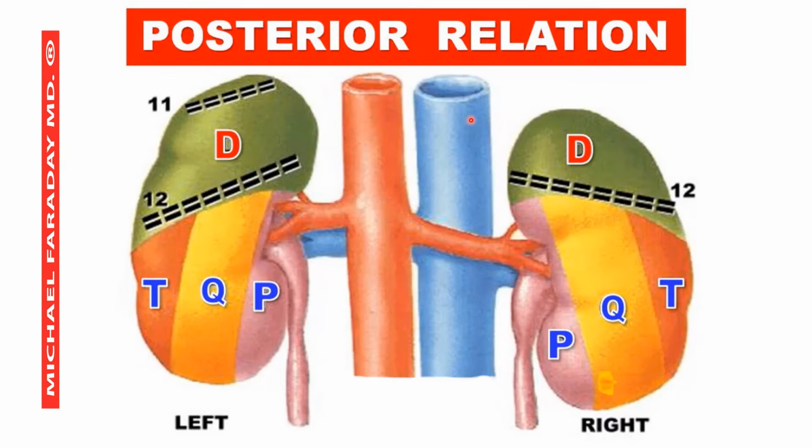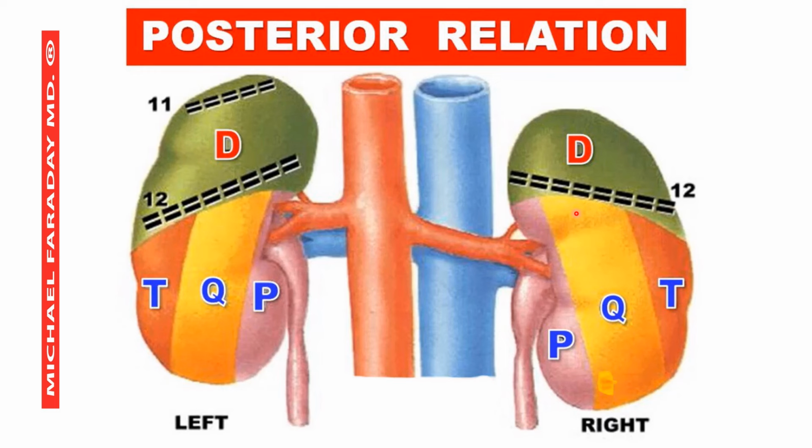We will look at the posterior relations of the kidney. We've already looked at the anterior relations of the kidney, for both the left kidney and the right kidney. Now let's look at the posterior relations, also for the left kidney and the right kidney.